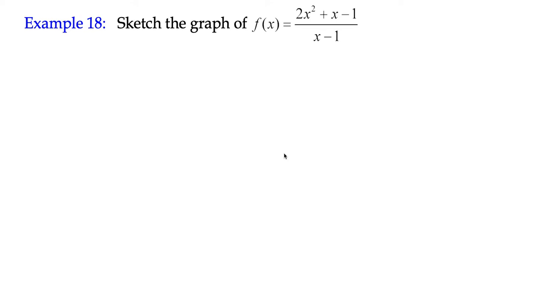Welcome to example 18 in functions and graphs. We're doing a bit of graph sketching here. We're going to sketch a graph of a rational function. I would say in the Advanced Higher course they no longer have a full graph sketching question. So examples 17 and 18, you wouldn't see this as an exam question.